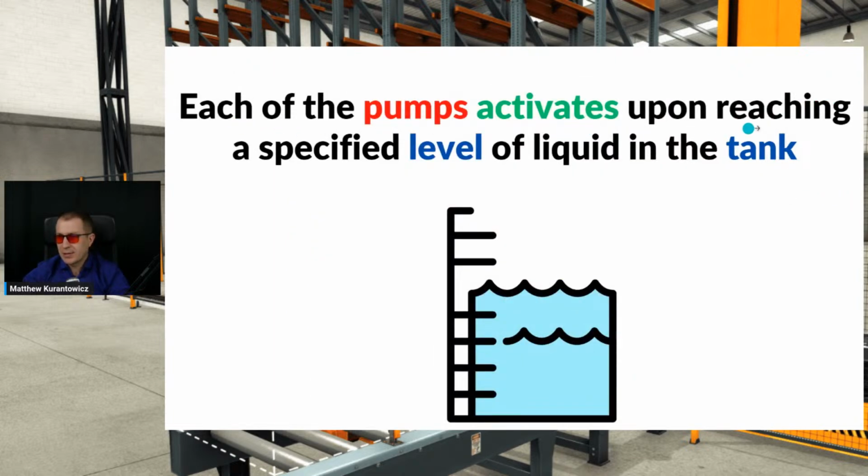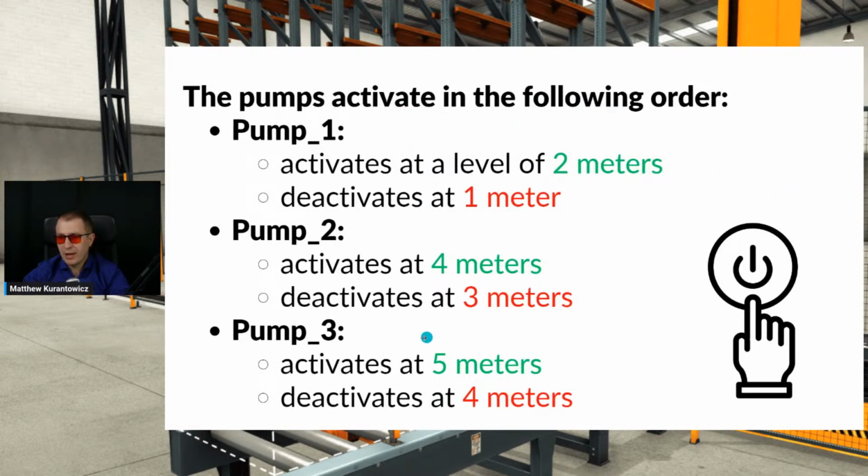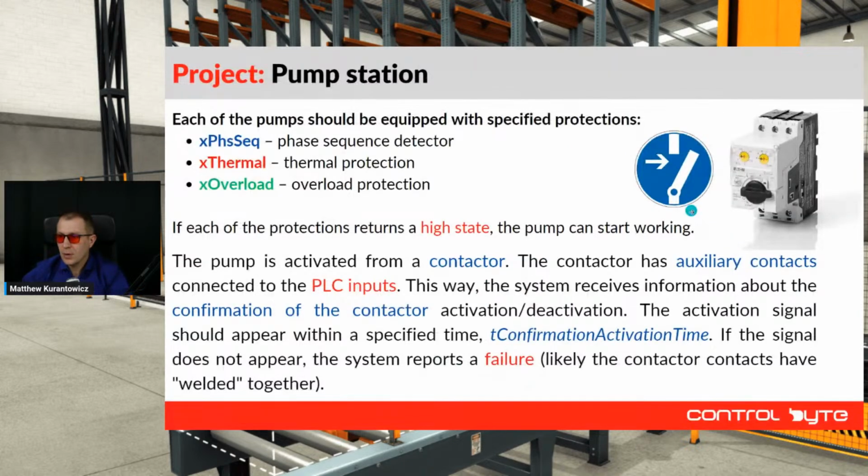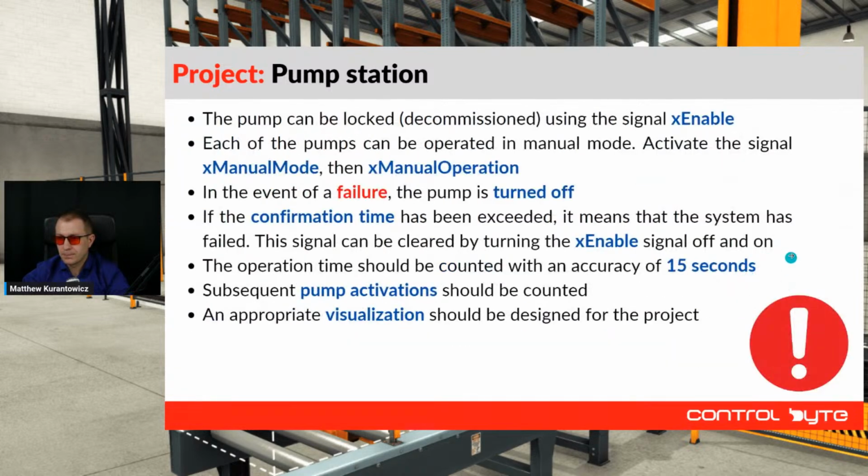Each of the pumps activates upon reaching a specified level of liquid in the tank. And here we have levels of activations of our 3 pumps. And we have some more project description. We mentioned here about our protections like thermal protection, overload protection, and you need to implement that in your program. What's more, we have modes like automatic mode, manual mode, and a lot of alarms in our project.